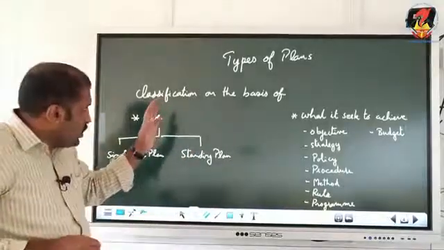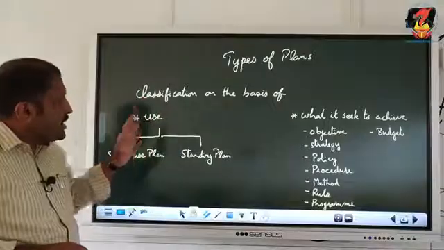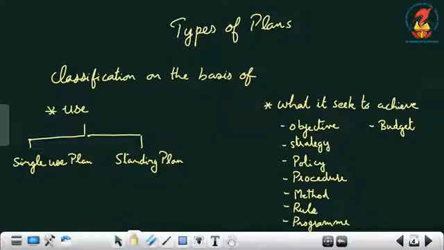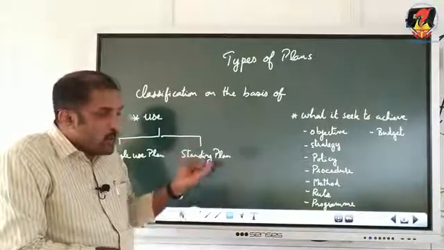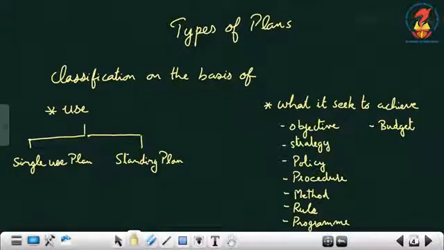One is classification on the basis of use, and the other is classification on the basis of what it seeks to achieve, what we are trying to achieve by that plan. On the basis of use, plans can be classified into single use plan and standing plan. And on the basis of what we are trying to achieve through that particular plan, we can classify it into objective, strategy, policy, procedure, method, rule, program, and budget. So, this is the classification which we are going to learn.